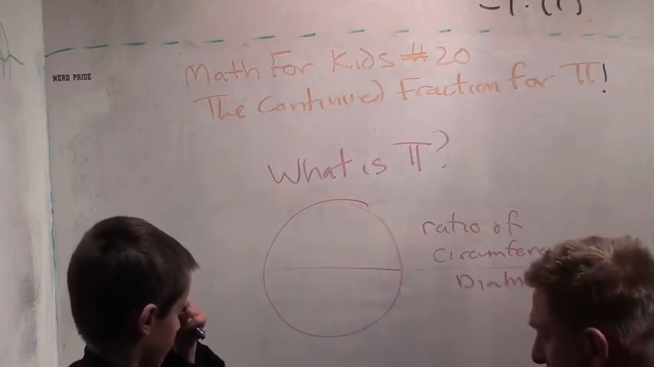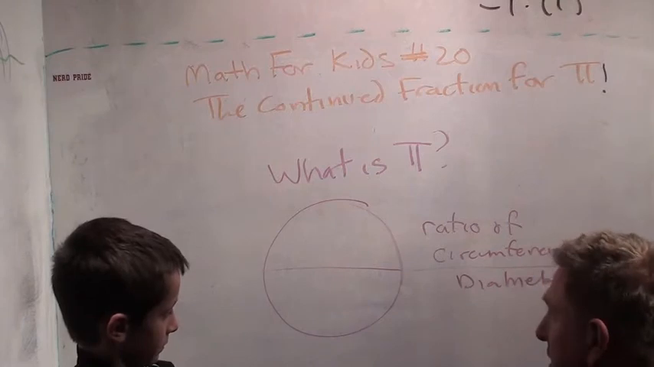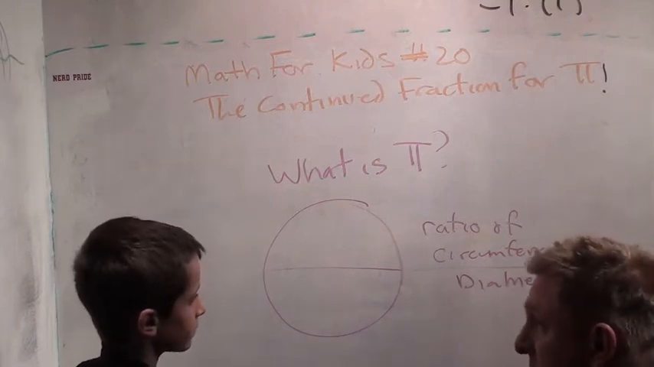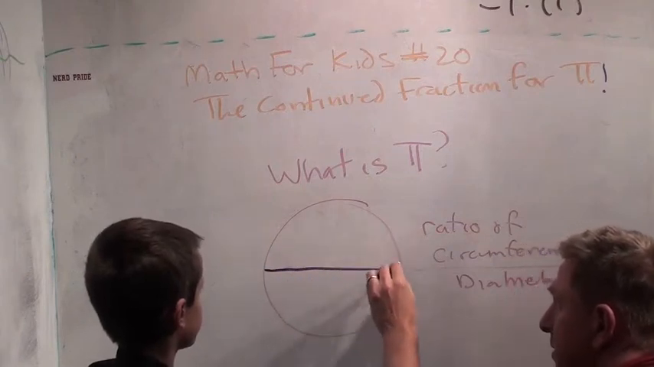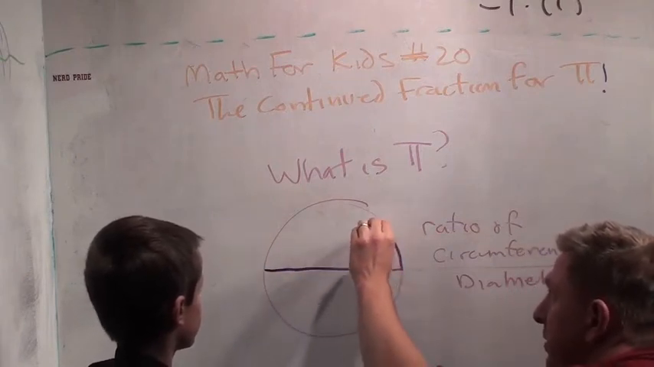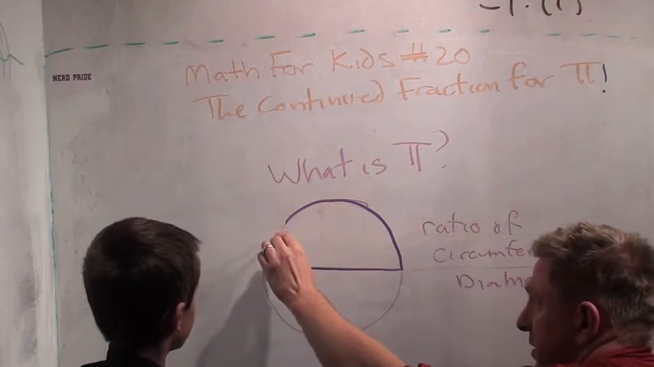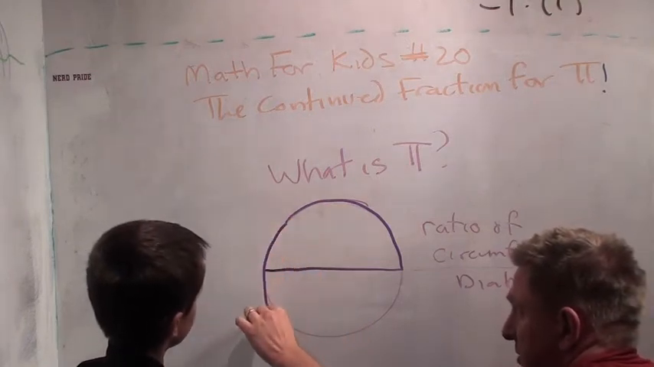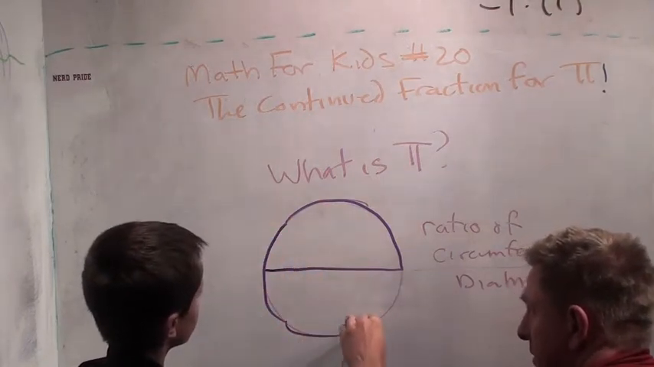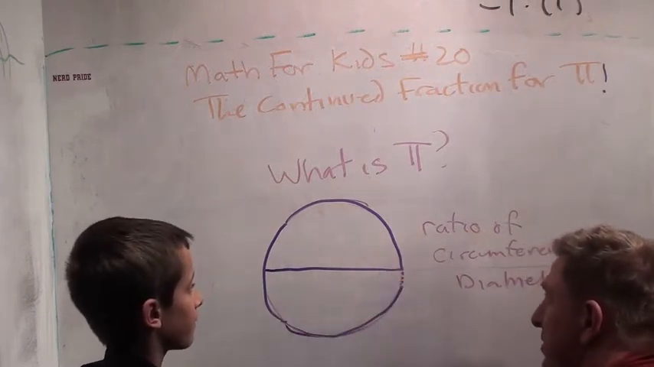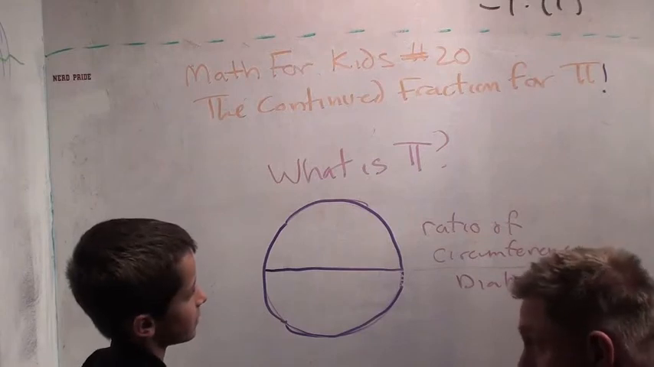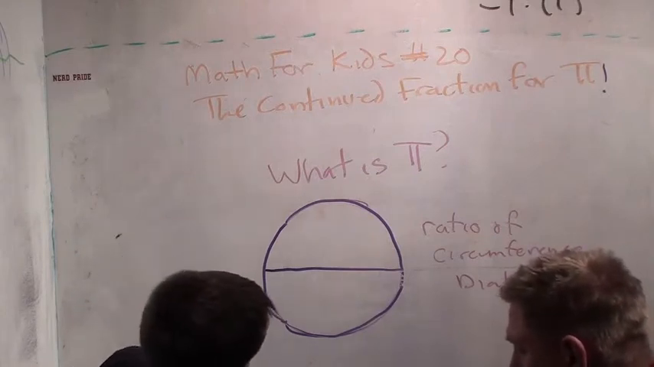Here, can I have your purple marker for a second? It's how many diameters it takes to go all the way around the circle. So if I have a line segment that's this long, I'm going to go around once, 2 diameters, 3 diameters, and then I have a little bit left over. Just a little bit more. So it's just a little bit more than 3.